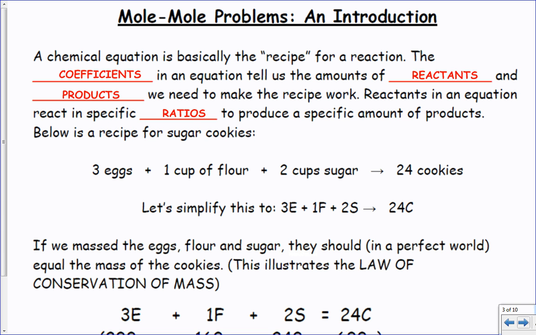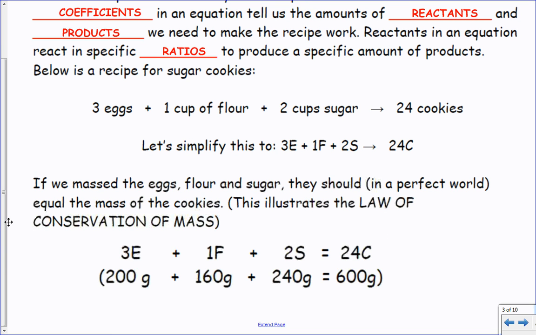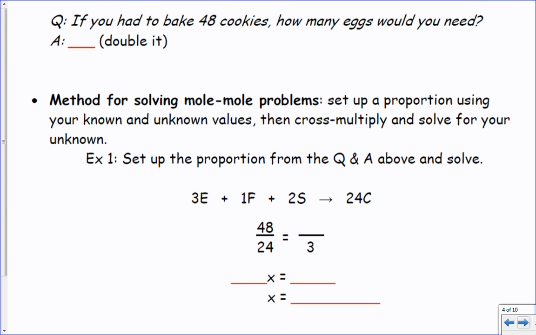If I need to make 36 cookies, which is 1.5 times, I can use that as a ratio to figure out what I need for my reactants. The other key is that if I need 3 eggs to make 24 cookies and I only have 2 eggs left, oh boy, now I have to change the whole thing around. So these are the kind of games we can play, okay? If I had to bake 48 cookies, I would need to double it, okay?